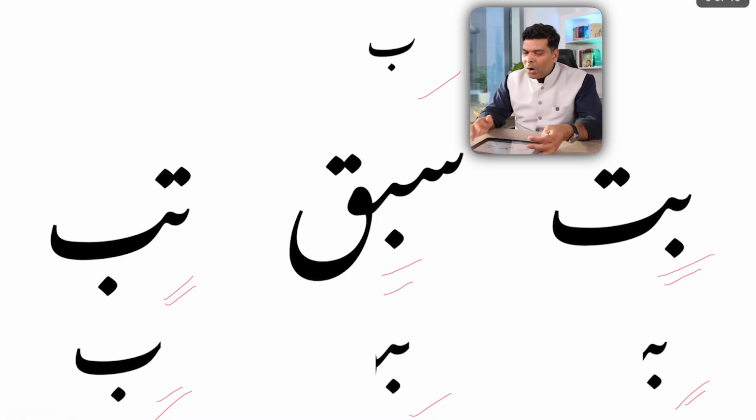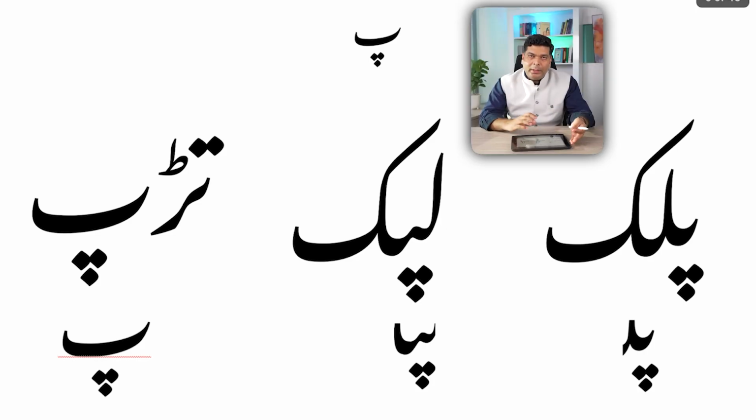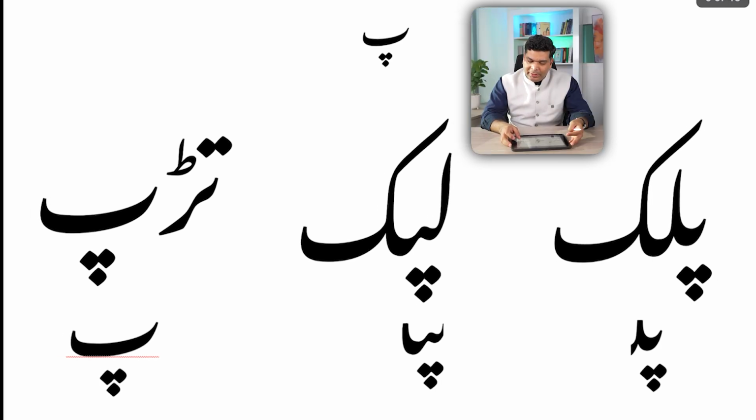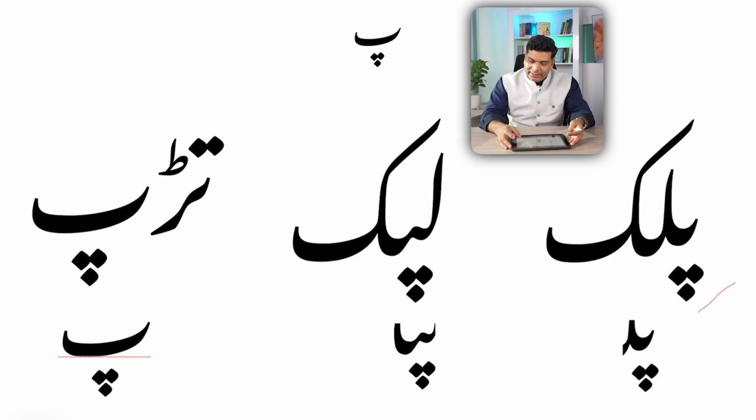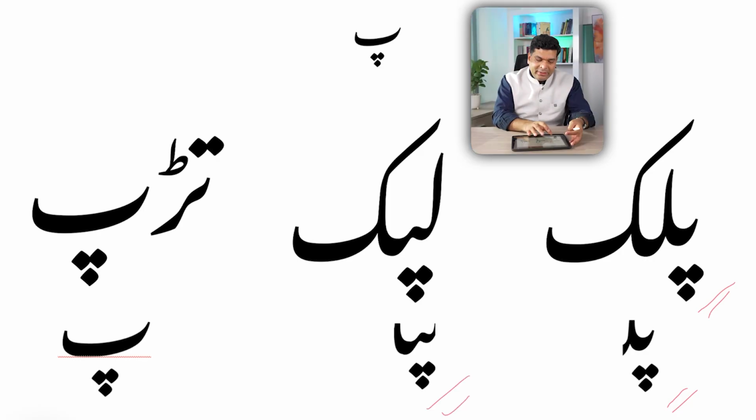If we go on and look at, for example, Pe. Here I have put three words: one which starts with Pe, Palak, the second word Lapak, where Pe is in the middle, and Tadap, where Pe is in the end. In the first one, you will find that the Pe is truncated, with three noktas below. In Lapak, the Pe truncates, it is in the middle, with three noktas below. In Tadap, the Pe will retain its shape fully, right?